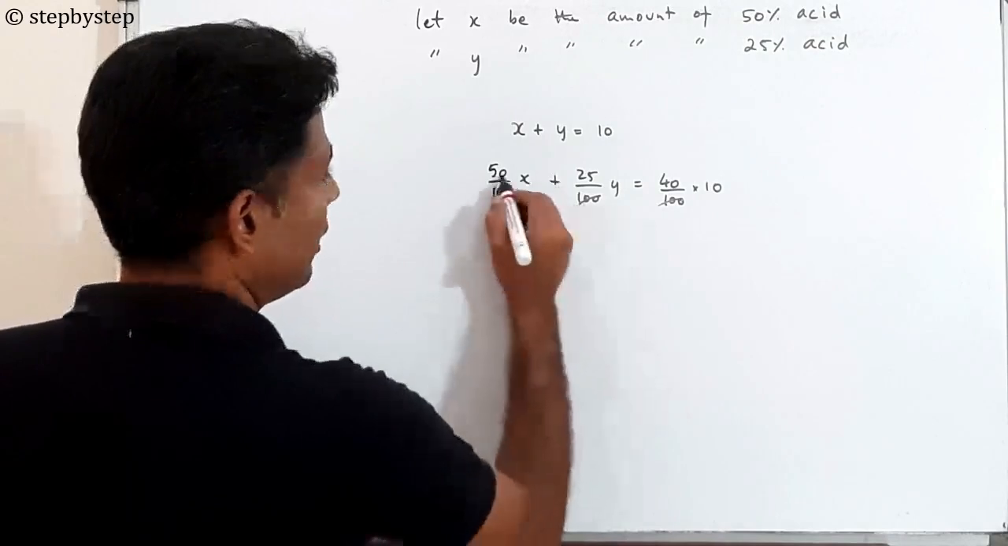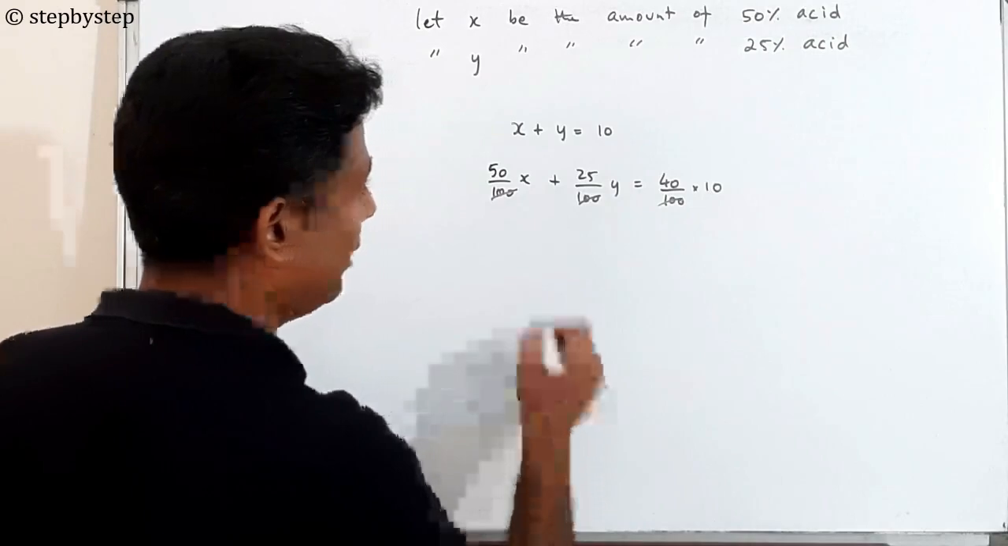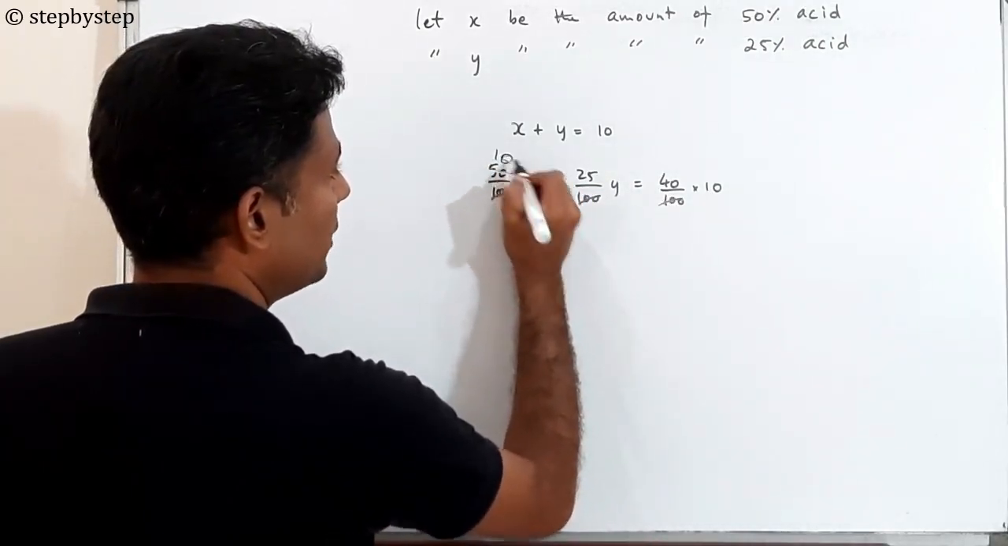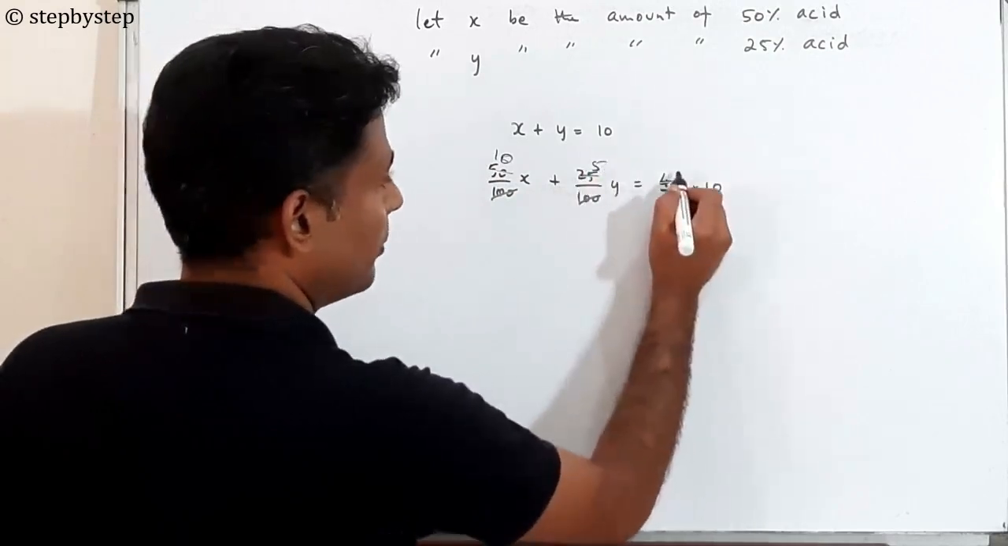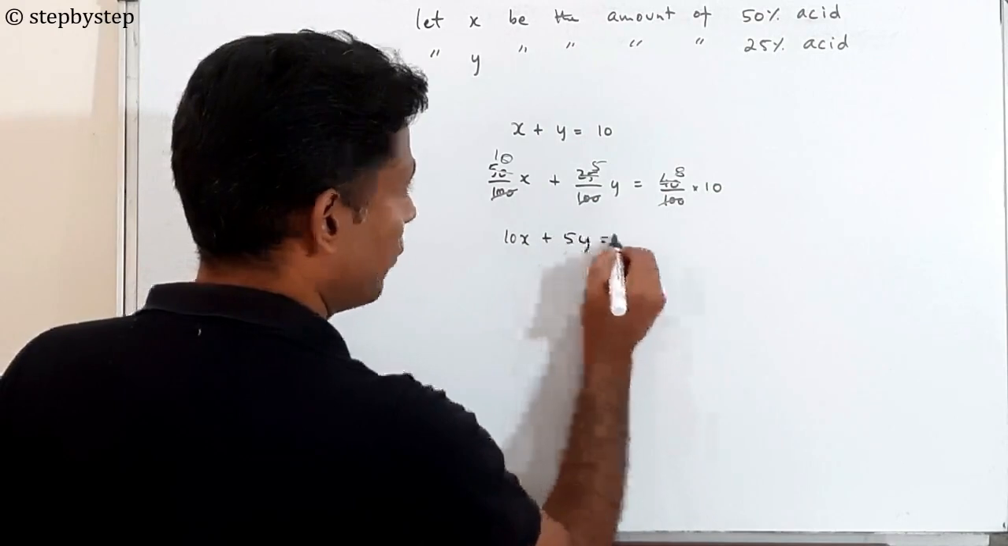So we get 50x plus 25y equal to 40 by 100 into 10. We can divide everything by 5. So this will become 10, this will become 5, this will become 8. So we get 10x plus 5y equal to 80.